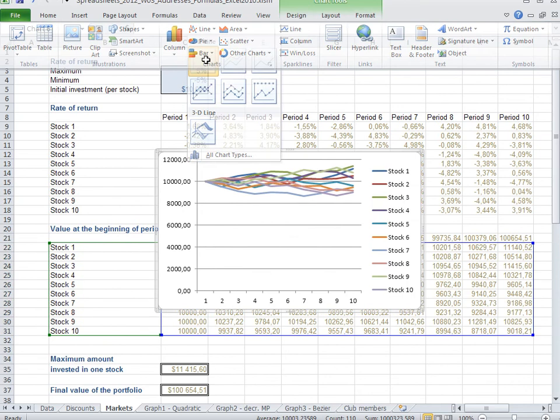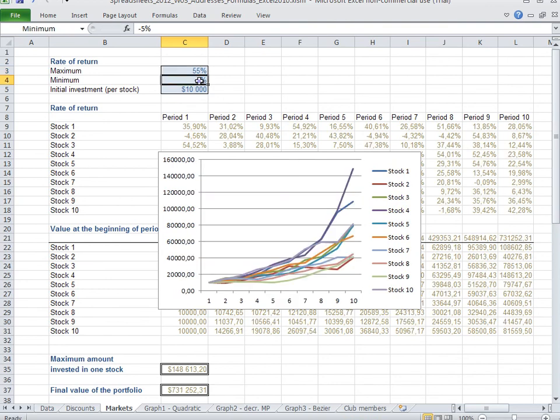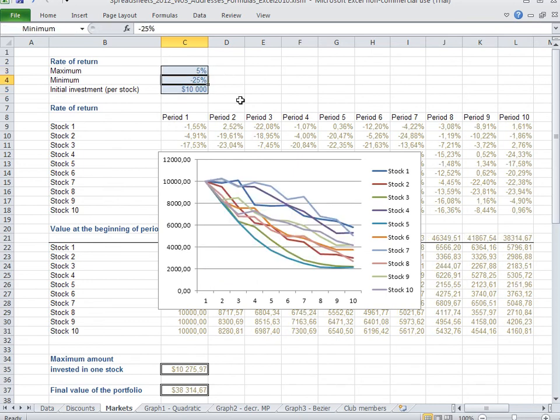The next thing is that just to show how it all controls the stock market, we can say that the maximum is, let's say, 55% and the minimum is minus 25. Then you can see that the stock market acts very differently, so you can control it from the upper part. 5, minus 5 was our original.